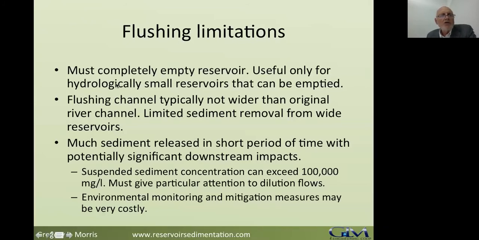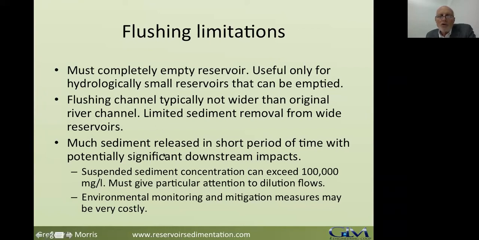Flushing limitations: you have to completely empty the reservoir. It's only useful for hydrologically small reservoirs that could be emptied. In other words, you're not going to capture all the water. You have to have water available to flush sediment. The flushing channel is typically not wider than the original river channel, so you're not going to move a lot of sediment from wide reservoirs.